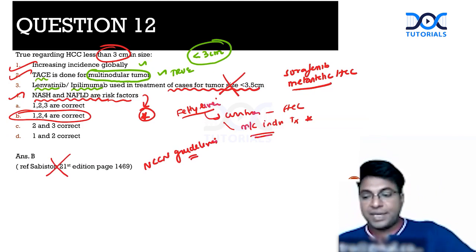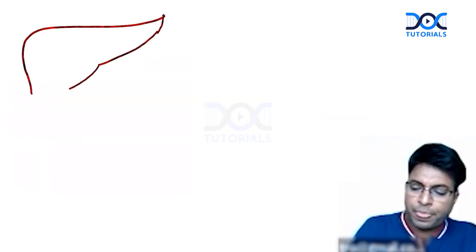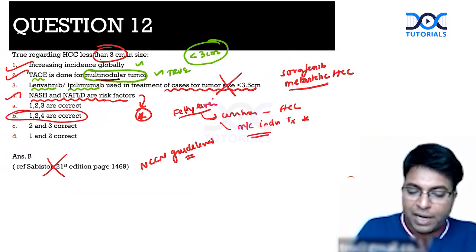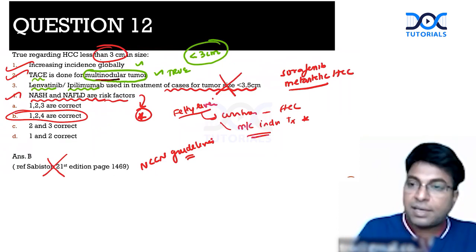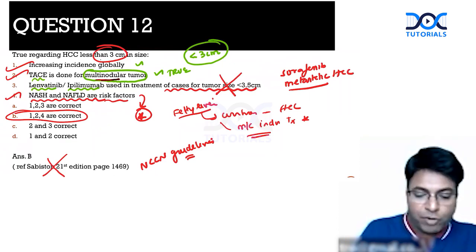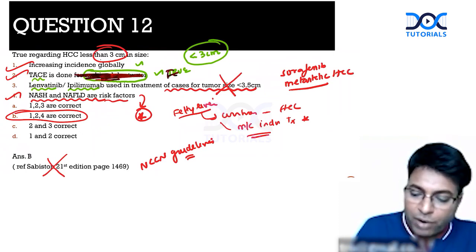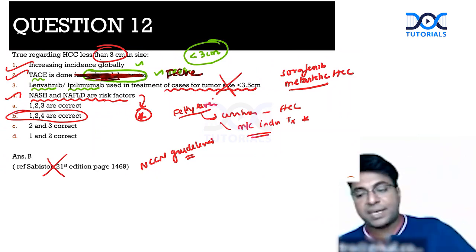Only about TACE, it is explained excellently, so let us assume. So the question is asking, TACE is done for multinodular tumor. It is a true statement, but they have not mentioned that TACE is used for this case. If they had mentioned it, I would have gone for false. But they have very clearly mentioned TACE is done for multinodular tumor. That is an interesting point.